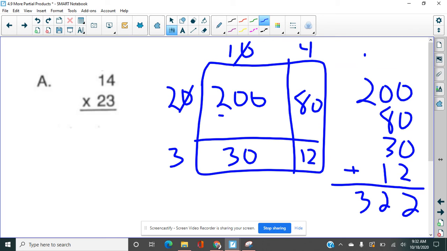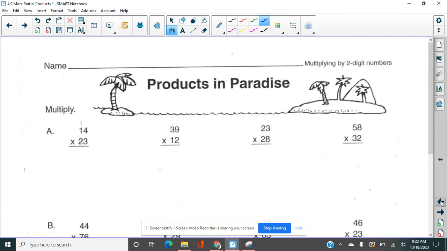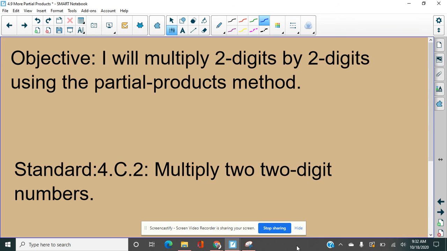All right. How are you doing on this so far? Let me know. Where are you at with this? So mostly making sense, not making sense, sometimes making sense, but you're having problems with the multiplication facts. Where are you with this? All right. I'm going to show you, right? We know what our goal is here today. We're multiplying 2 two-digit numbers.